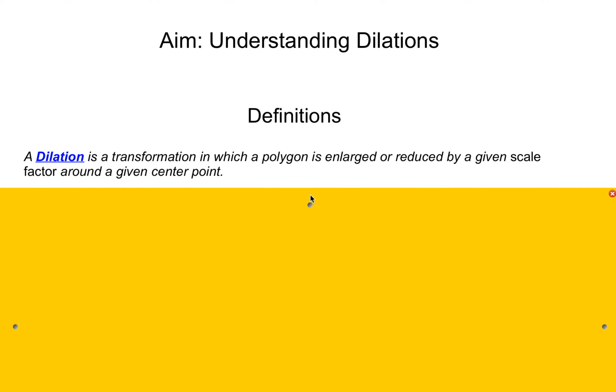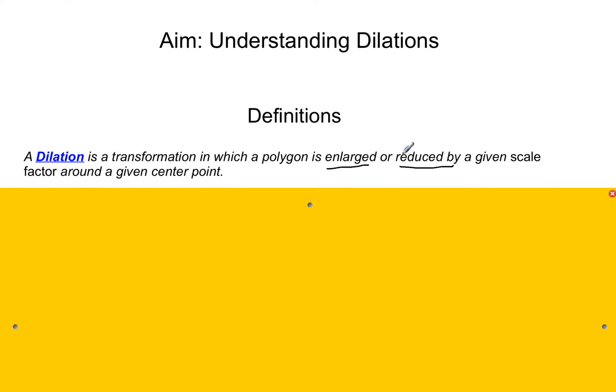Okay, today's aim is understanding dilations. Before we start getting into dilations, we have to first define some key terms, and the first one is defining what a dilation is. So, a dilation is a transformation in which a polygon is enlarged or reduced. And this is important because when we think about something being dilated, we think about something being enlarged. But in actuality, when we're talking about dilations in transformation geometry, we're talking about either enlargements or reductions. It can be either one or the other.